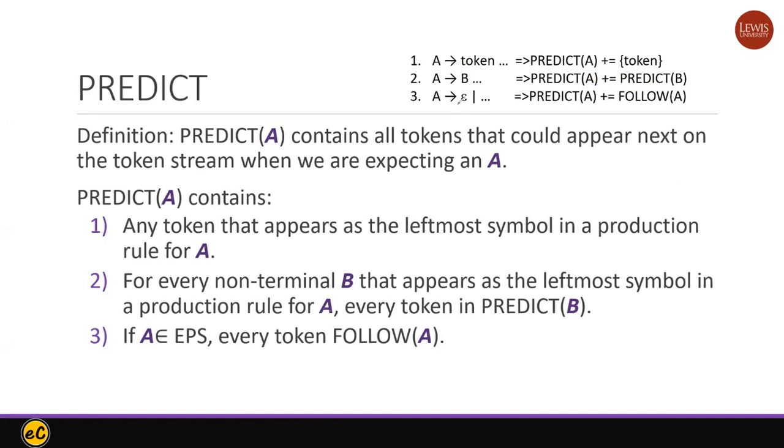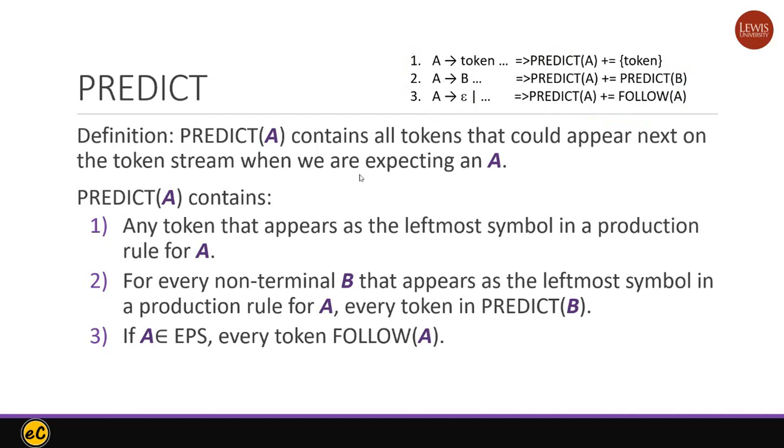And if A generates the empty symbol, then the follow set of A will be the predict set of A. What does this mean? This means that A is just done, but A may be followed by some other symbol, and this will be its predict set. So these are the rules, based on your grammar rules, for creating your predict set.